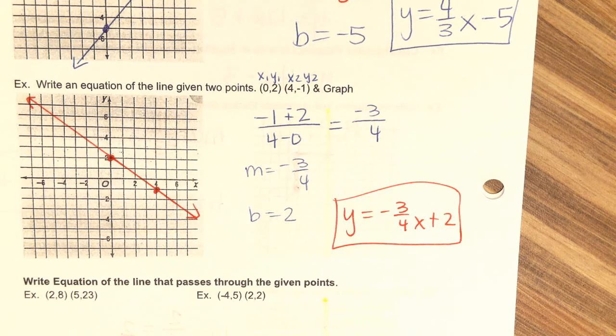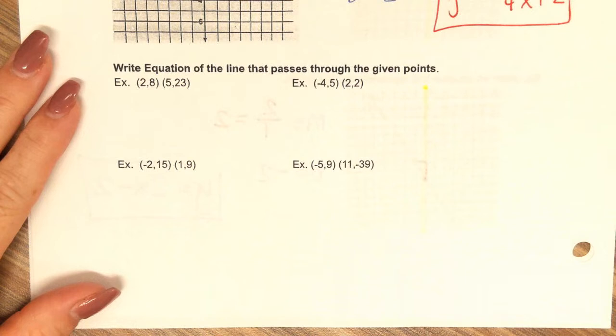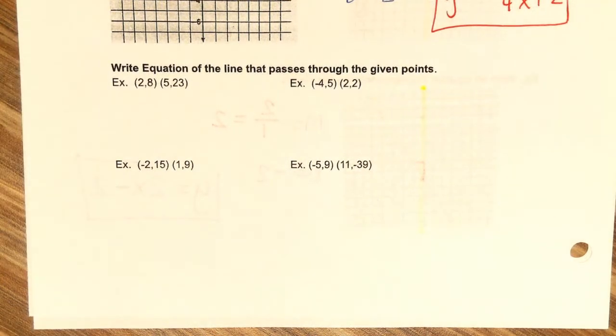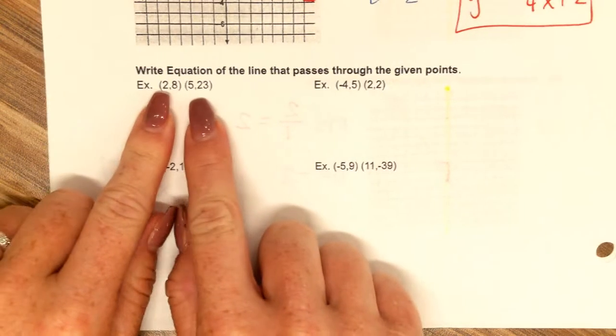Okay, did everybody get y equals negative 3/4 x plus 2? Yes or no? Now comes the fun part. Are y'all ready? Now we're going to write an equation of a line that passes through the points, but this time they don't give us the y-intercept. Did everybody hear me?